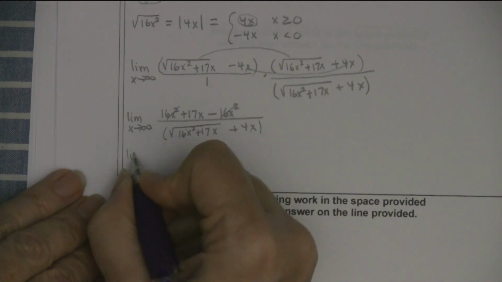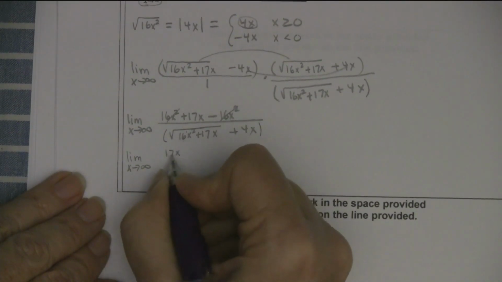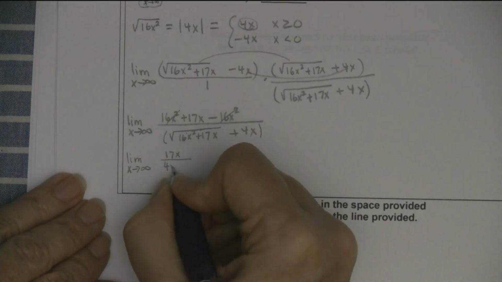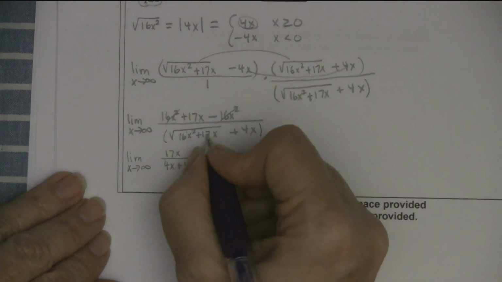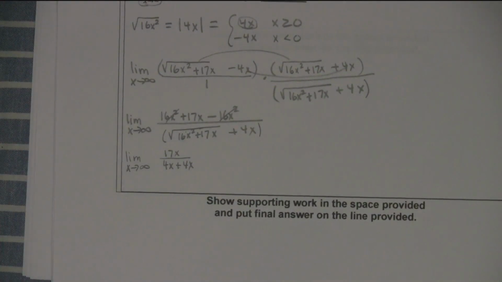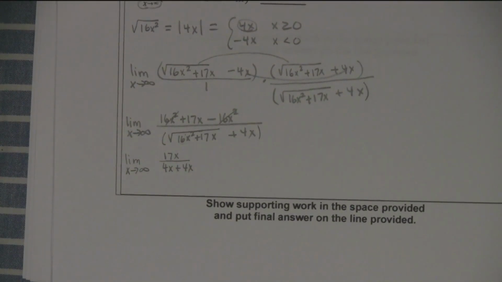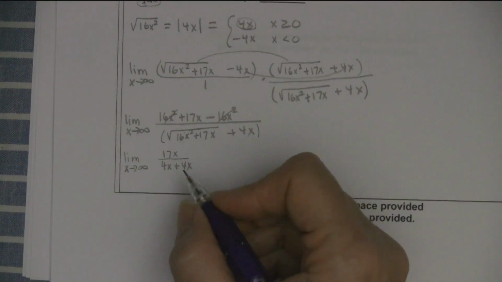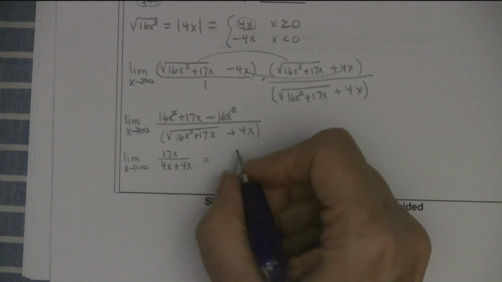So in my numerator, I have 17x, and in my denominator, I'm going to approximate this to be 4x plus 4x. By dominant term analysis, the 17x is not that big of a deal, right? It is actually a kind of a big deal when you're subtracting them, though. And so this is 17x over 8x.